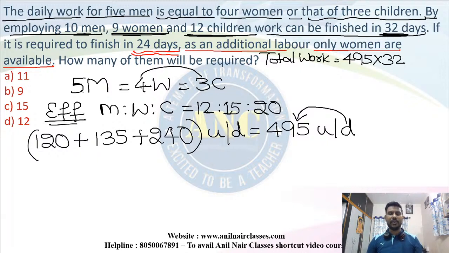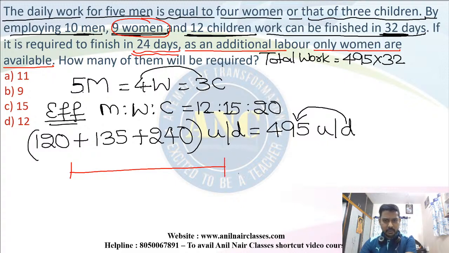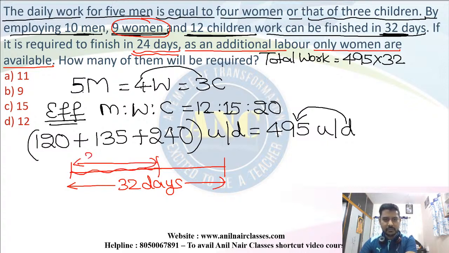How many of them will be required? So, how many women will be required? If the work which was happening in 32 days has to happen now in only 24 days, earlier only 9 women were there. How many of them more will be required is the question. I hope you are understanding. Now see here. Work is starting here, work is ending here. Totally it was 32 days, right? If that many people were only working, they were taking only 32 days. But I want that work to be completed in only 24 days, right?